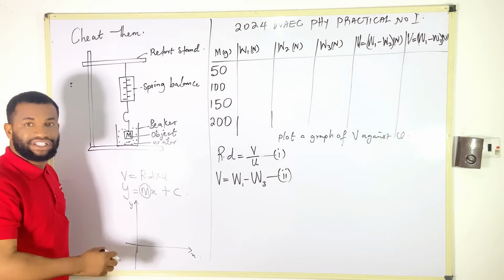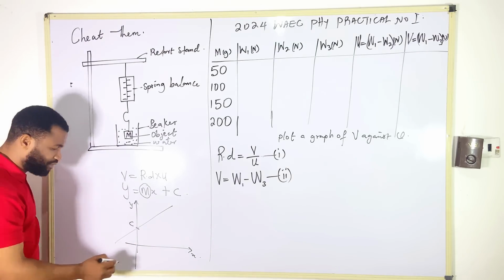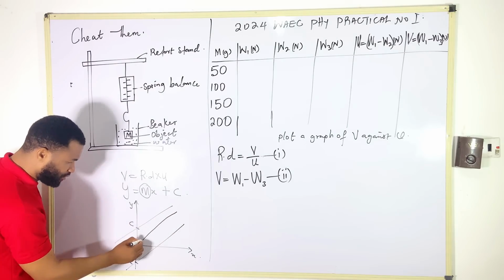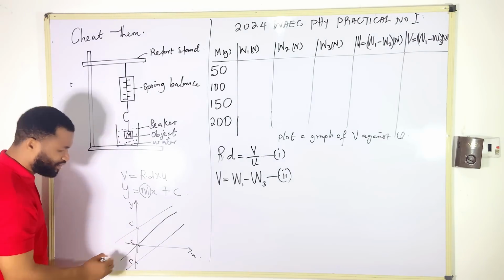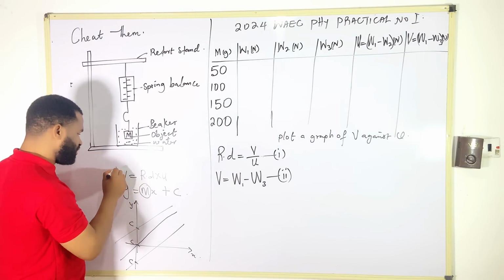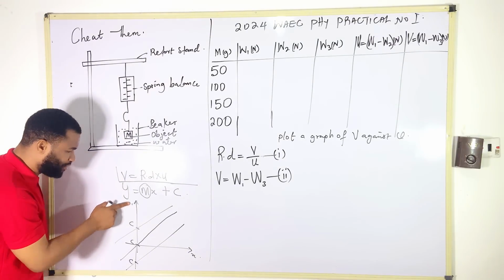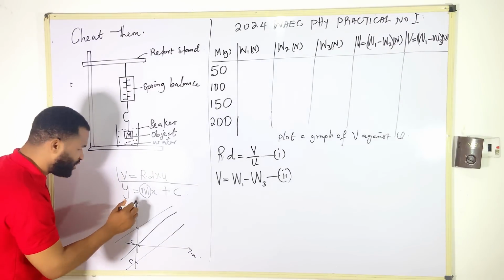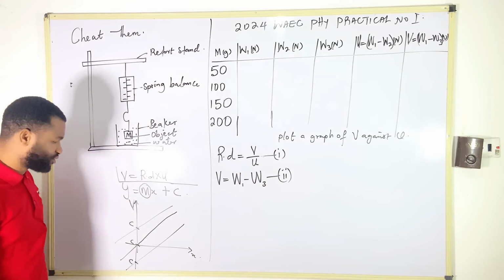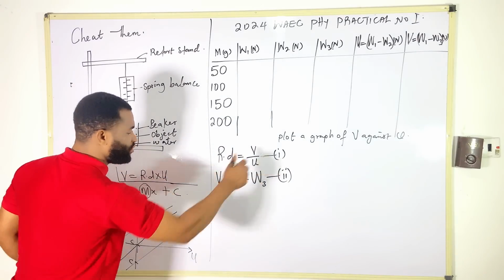Now, this c is wherever the graph cuts. The graph may cut like this, we call this place c. If the graph cuts like this, we call this place c. If the graph cuts through the origin, we call the origin c. But since this particular equation is our attention right now, V is the subject of the formula, it means V will be plotted on the vertical according to that instruction, and then U is going to be plotted on the horizontal.